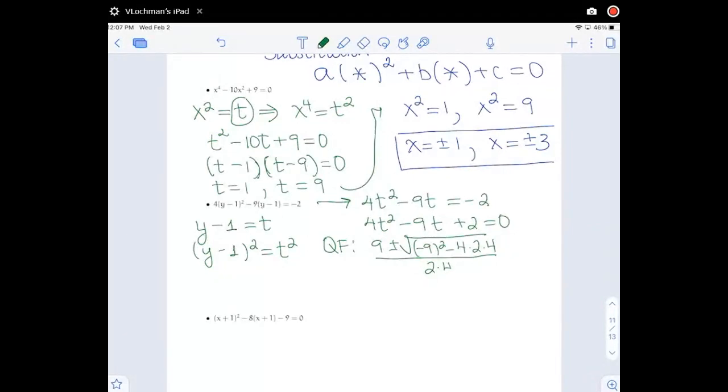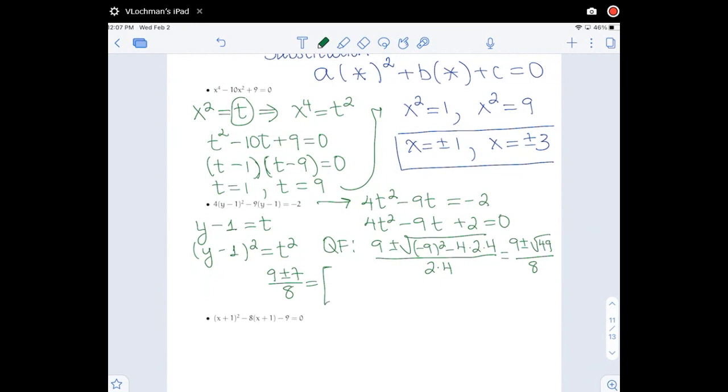Okay, let's see. What do we get? 9 plus or minus... what's under the radical? That's 81 minus 4 times 4 times 2. So that's 81 minus... okay, so this should be 49, right? The square root of 49 turns out to be a nice number, which is 7. Divide by 8. So 9 plus or minus 7, divided by 8.